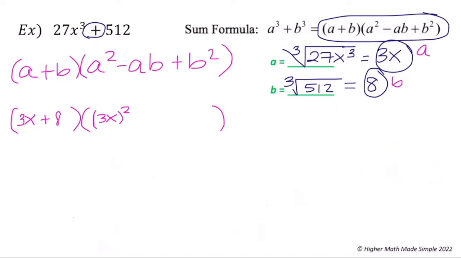Obviously the 3x plus 8, we didn't have to put in parentheses each. But hey, if it makes you feel better, you can go ahead and do them because then you can just drop them anyway. Okay, so now we're going to subtract it by A times B. 3x times 8 gives me 24x. And then finally, we are going to do plus B squared, or 8 times 8 is 64.